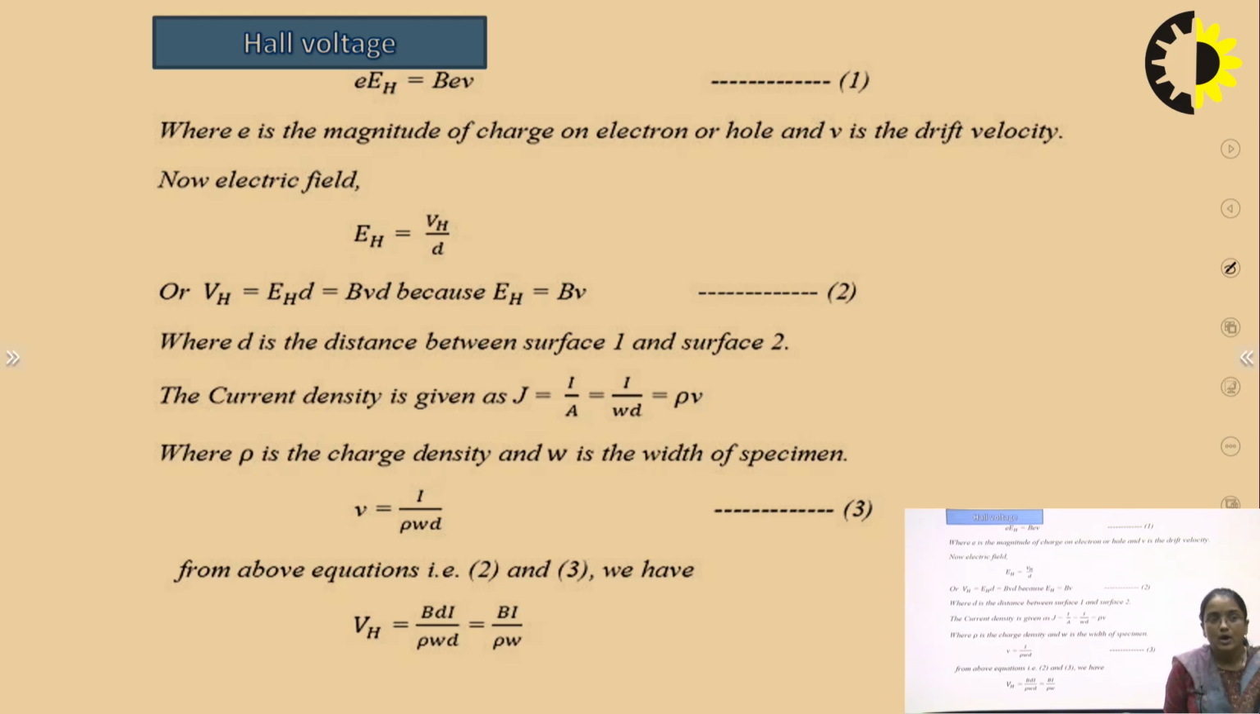And ultimately what we get is VH equal to the product of B and I, and inversely proportional to the product of the charge density and the width of the semiconductor. So this is the final expression that we are getting for VH, that is the mathematical calculation of Hall voltage by using this Hall effect. So this is one of the parameters that we get after implementing this Hall effect.